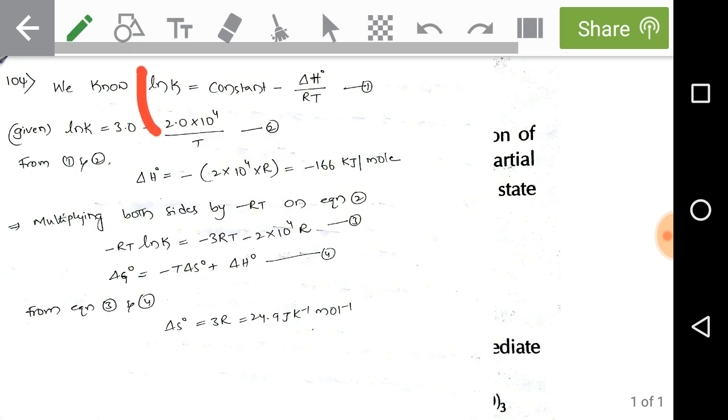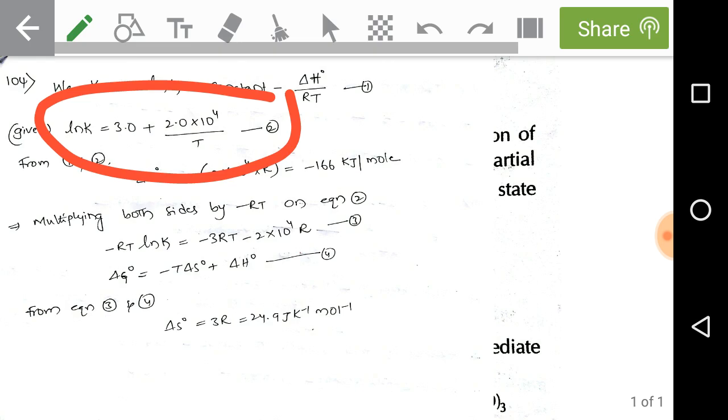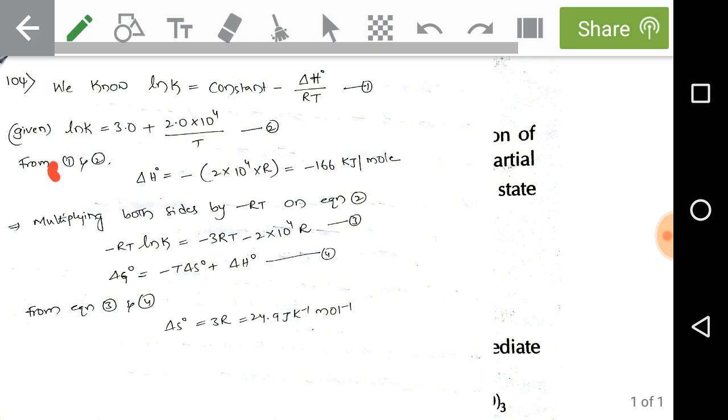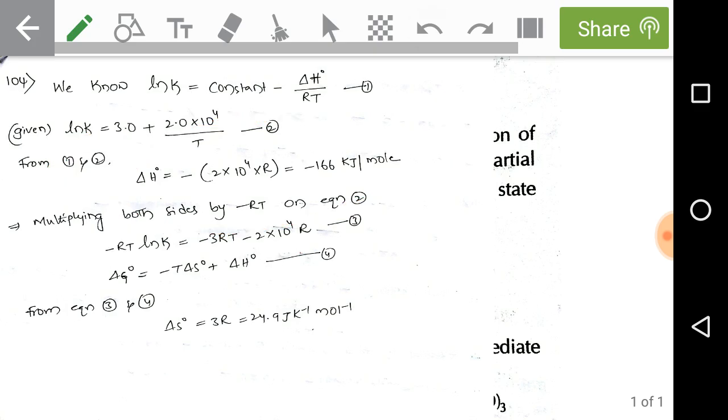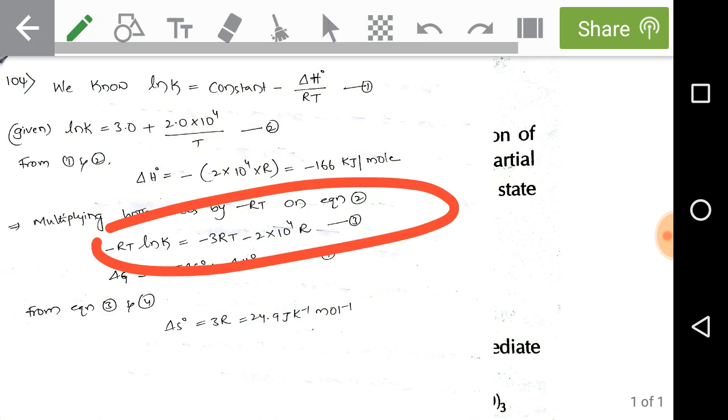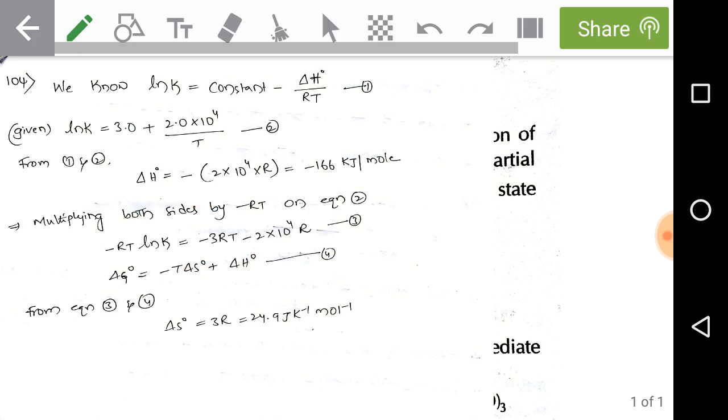We know that ln K equals constant minus delta H by RT, considered as equation 1, and we are given that ln K equals 3 plus 2 into 10 power 4 by T, consider equation 2. From equations 1 and 2, delta H equals minus 2 into 10 power 4 into R, which results in minus 166 kilojoule per mole. Multiplying both sides of equation 2 by minus RT, we get minus RT ln K equals minus 3RT minus 2 into 10 power 4 R, considered as equation 3.